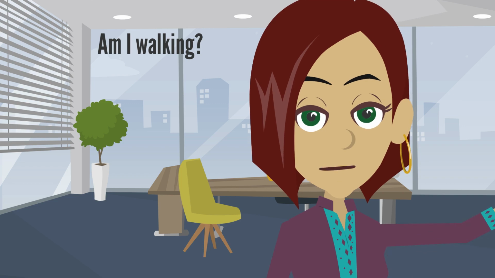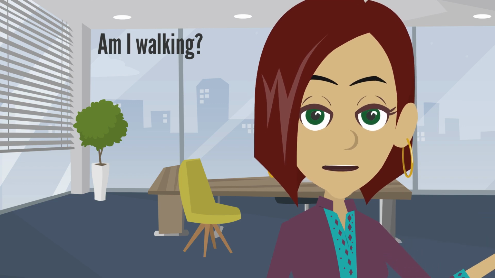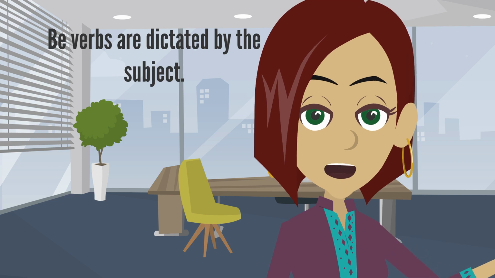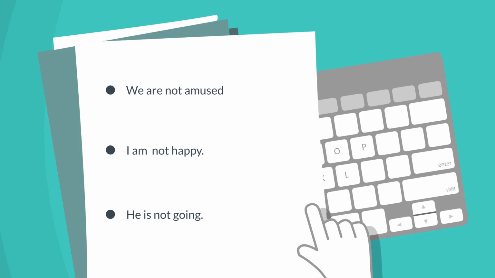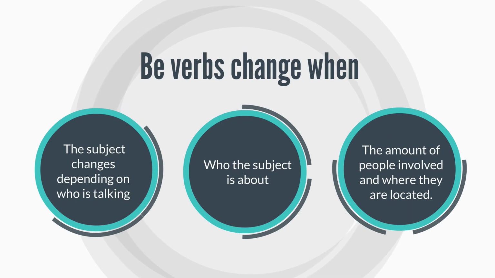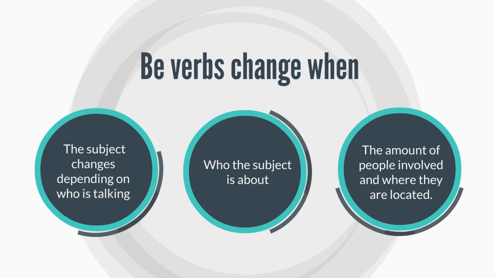"Am I walking?" As you can tell, the word am is what is known as a be verb. These verbs show the quantity of the people in the subject or who it relates to. "We are not amused. I am not happy. He is not going." As you can tell, the be verbs change when the subject changes, depending on who is talking or who the subject is about, the amount of people involved and where they are located.